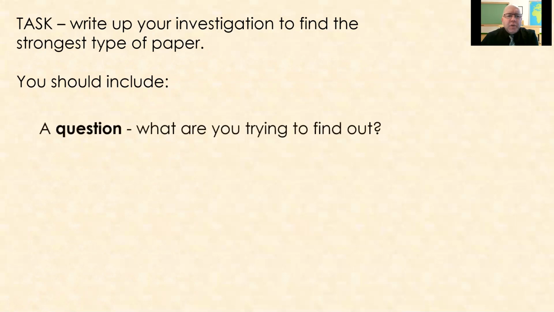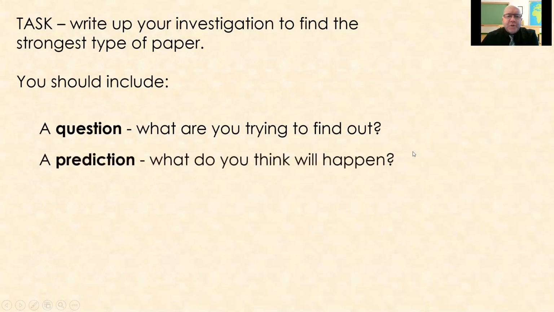You should include the question. So what are you trying to find out? Remember, you're not testing every single type of paper. So mention that in your question, that you're just doing the 5 that you're testing. A prediction. What do you think will happen? You should have made the prediction before you started. Look at your paper types, and try and decide which is the strongest.